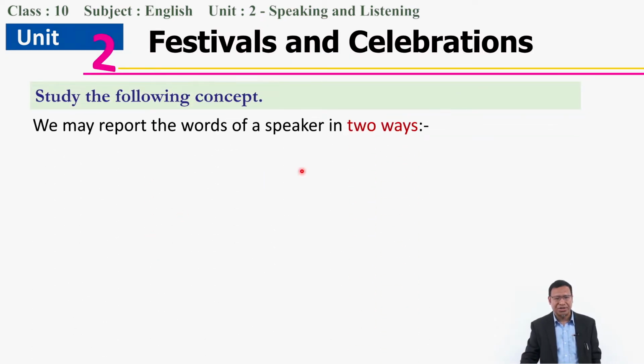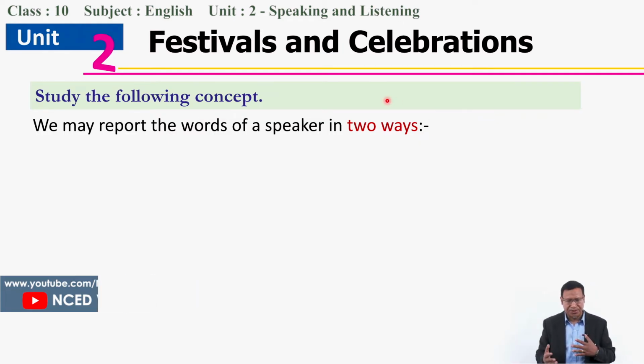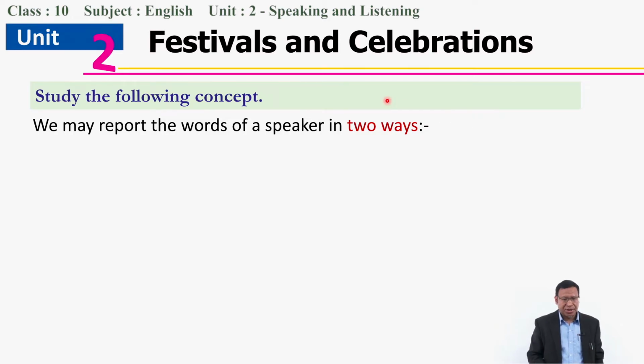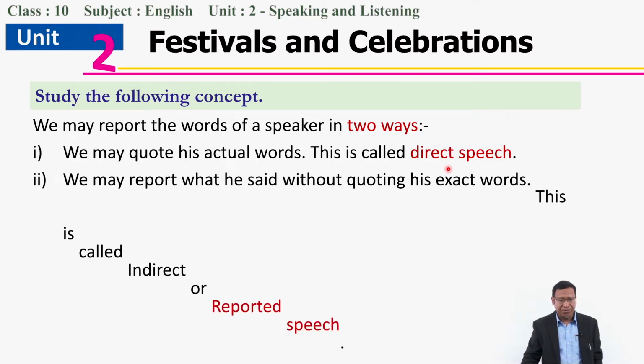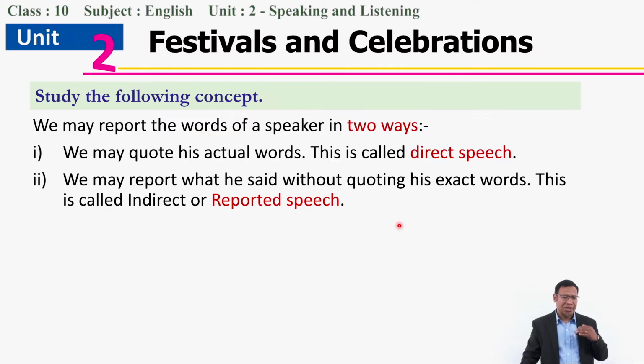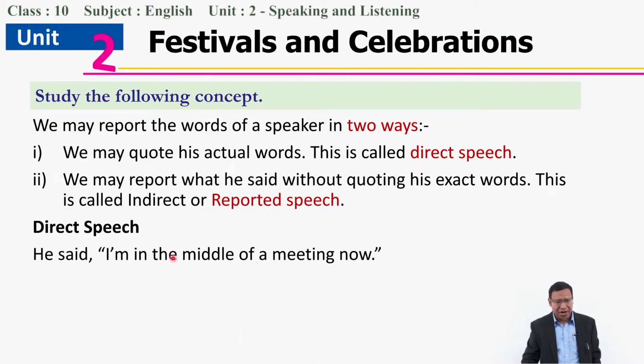Now look at the book, students. Before we discuss other problems related to reporting, let me give you some concept about what reporting really is. So we may report the words of a speaker in two ways. There is someone who speaks, and we can report in two ways. We may quote his actual words. I mean, we can just say what he has said. Quoting his actual words is called direct speech, and we may report what he said without quoting his exact words. Without telling his exact words, we can report in a different way, and that is called indirect speech, also known as reported speech. For example, he said, I am in the middle of a meeting now. If we say it in this way, we are quoting. The direct quote of the speaker's words is put inside inverted commas.